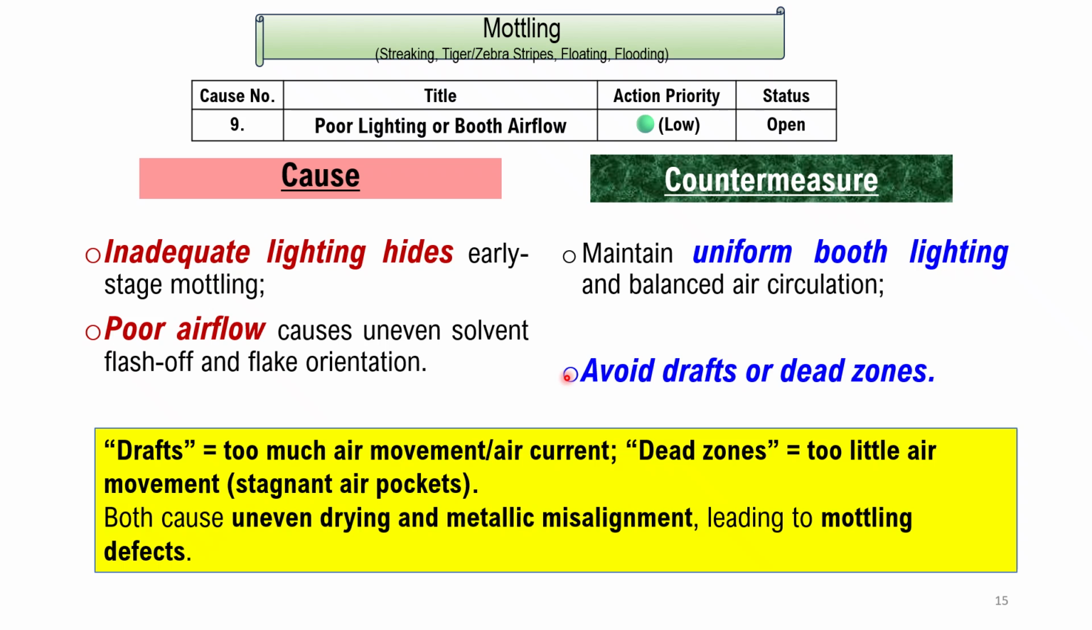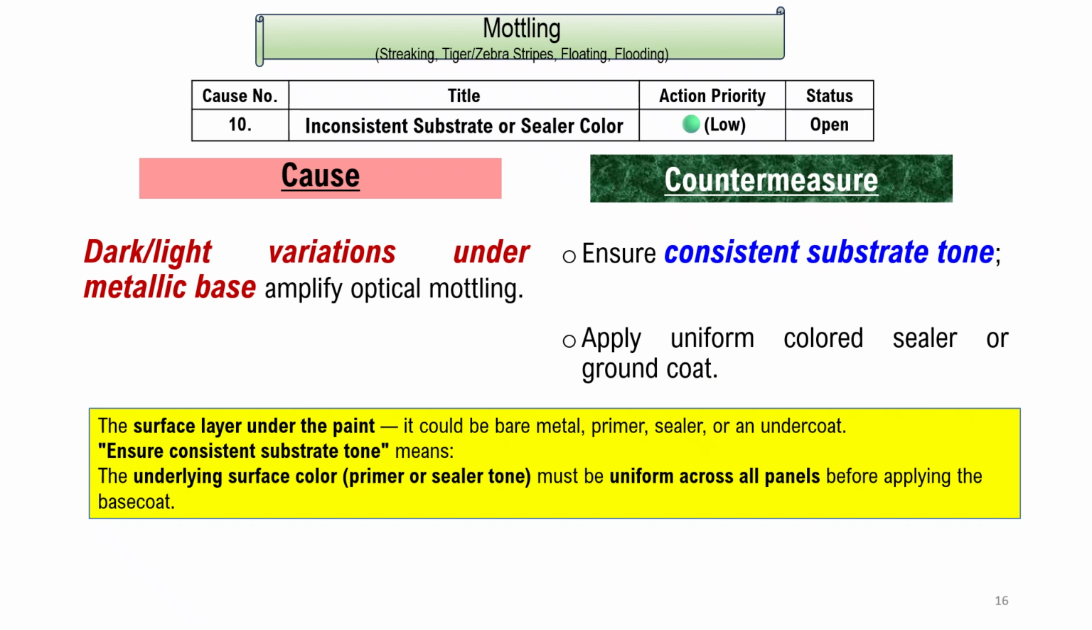What is a draft and what is a dead zone? Draft means too much air movement or air current. Dead zone is too little air movement or stagnant air pockets. Both cause uneven drying and metallic misalignment, leading to mottling effects.